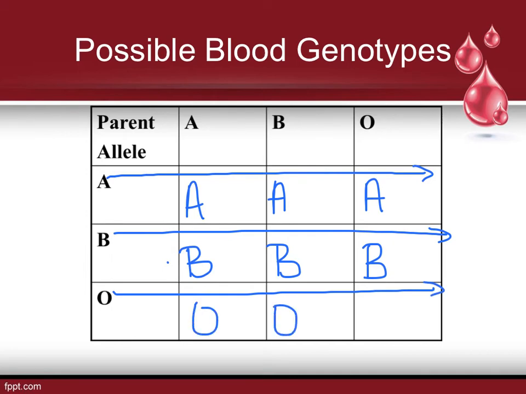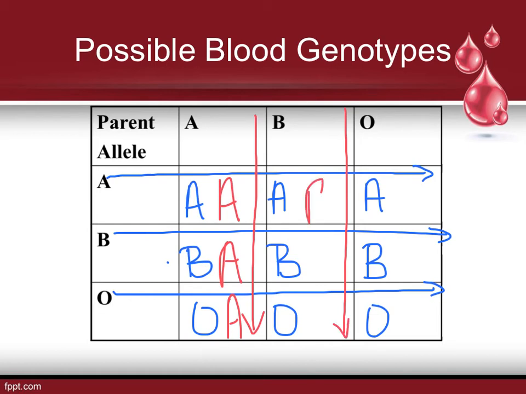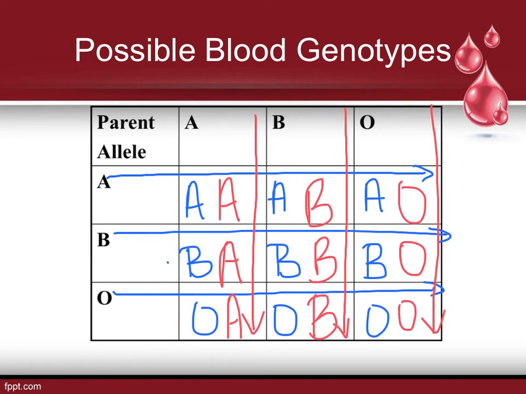O, O, and O. Now moving to the top and working our way down, everything on the top needs to be written in every box below it. So A written in every box below would give us A, and A. B written in every box below would give us B, and B. And O written in every box below would give us O, and O. So you should be seeing a mix of letters right now. Like right here we have big A, and then we have big A and O, and big A and O.